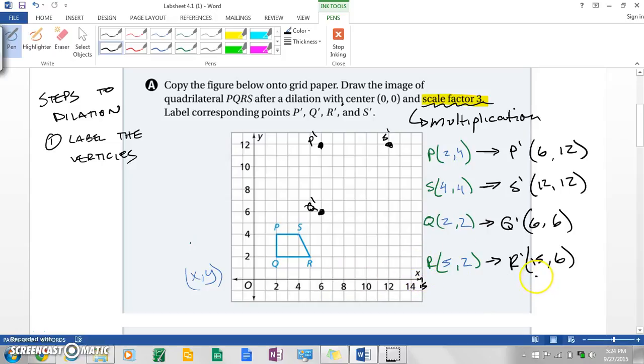Notice this is our X value. Even though the number 15 is not on our graph, we can still make a mark here. We can extend it out 15, 6, out 15, up 6. And this is where R prime is going to fall. When I connect my points, this is what I end up with.